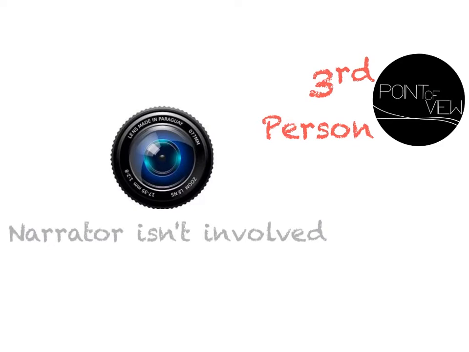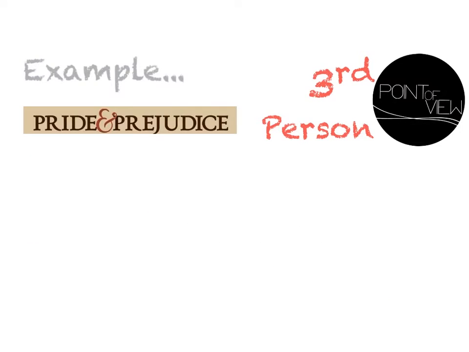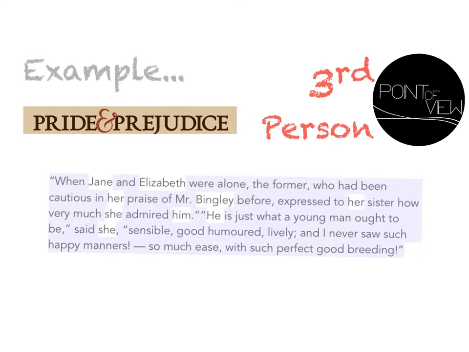With third-person point of view, the narrator usually isn't involved. It tells others' stories. Lots of he, she, and characters' names are used. For example, have a look at the following lines from Pride and Prejudice by Jane Austen. When Jane and Elizabeth were alone, the former, who had been cautious in her praise of Mr. Bingley before, expressed to her sister how very much she admired him. "He is just what a young man ought to be," she said. "Sensible, good-humored, lively, and I never saw such happy manners, so much ease, with such perfect good breeding."